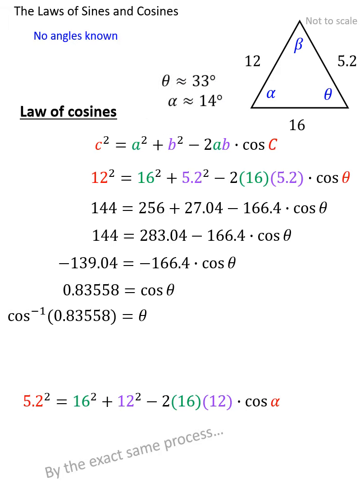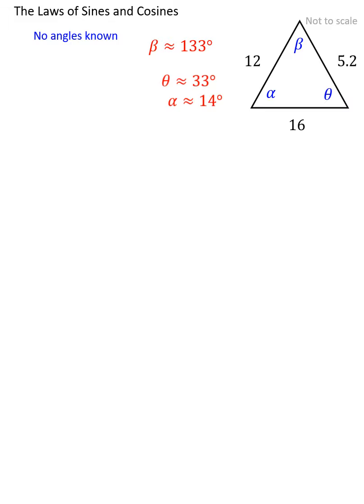So now that we know alpha and theta, we could use the exact same process a third time to find beta. But I don't see the point when I could simply use the 180 rule to find beta. So I did that instead. I didn't show my work here, but beta turns out to be 133 degrees. And now we have the answer to this problem.